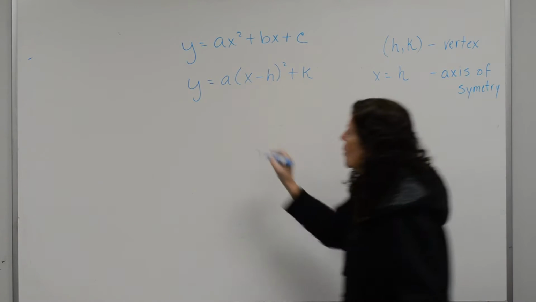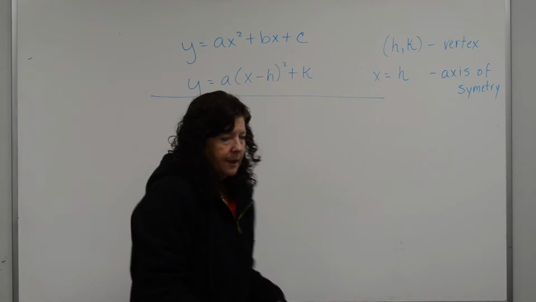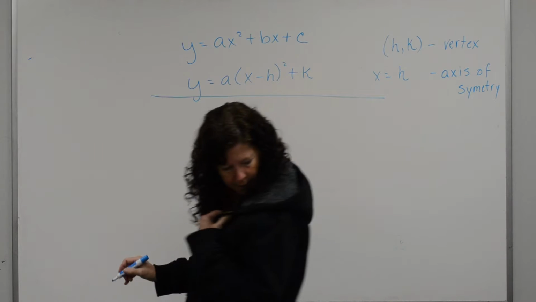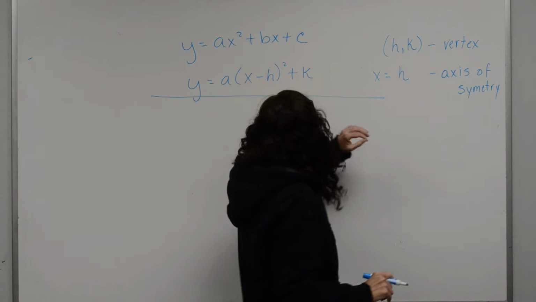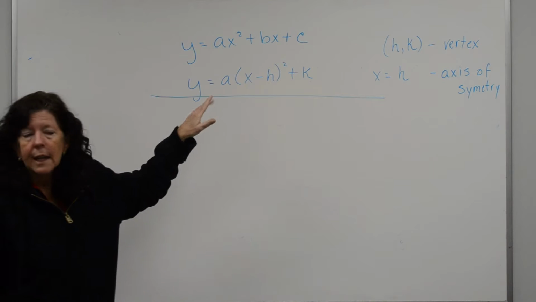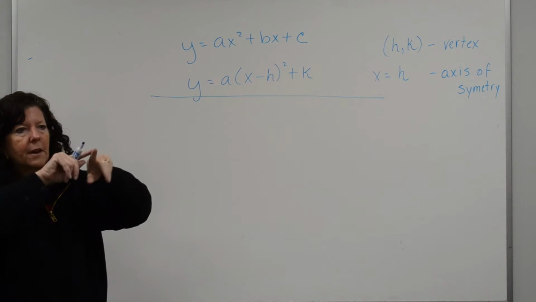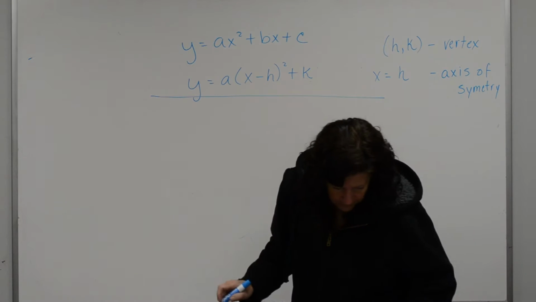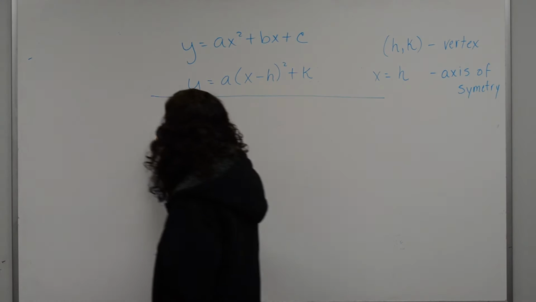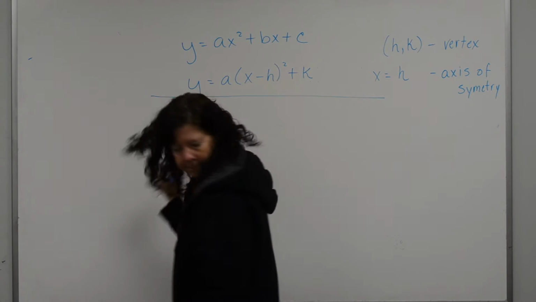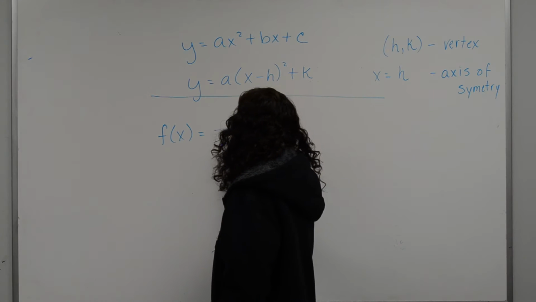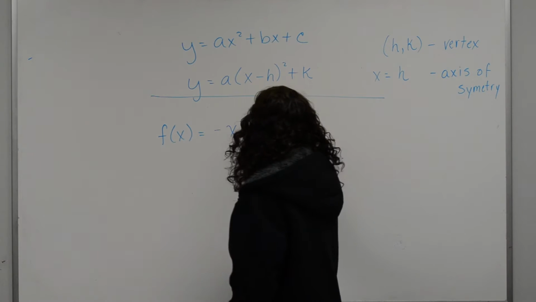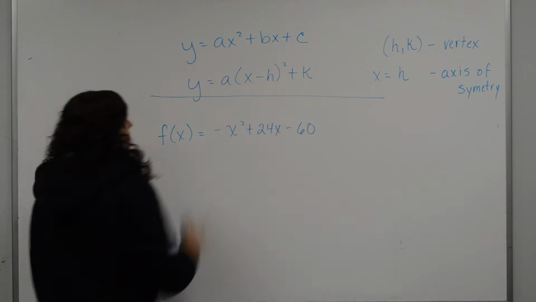All right, so that's where we're going to start. Let's say I have this, and the A tells me which direction. If the A is positive, it opens up. If the A is negative, it opens down. Okay? We've already talked about that. So let's look at this particular equation. All right, that's up in that form.